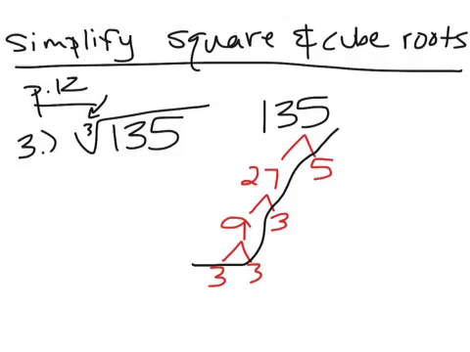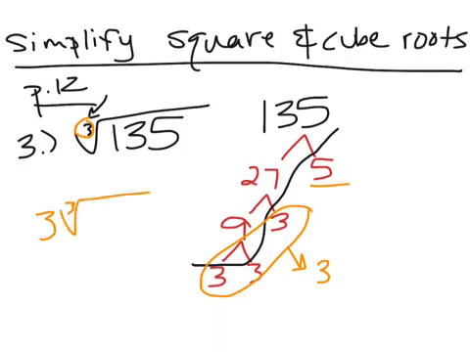But again, now that I'm looking at the cube root, I'm going to circle triples. So I have one triple set of 3's. So that means I can take out a 3. So 3 is going to go outside my radical symbol. And then since I have a 5 left over, 5 is going to go inside. So it gives me 3 cube root of 5.